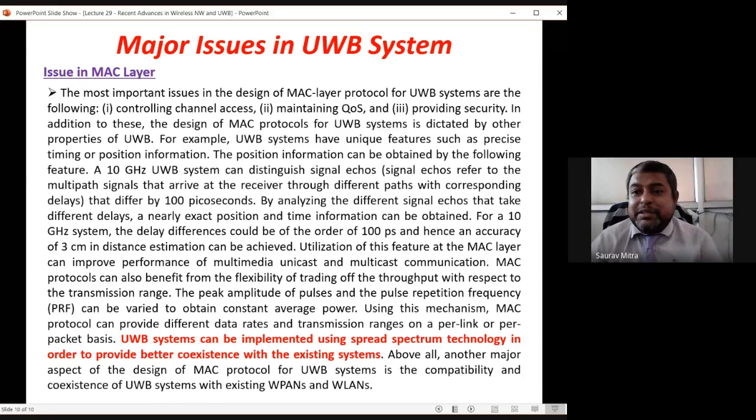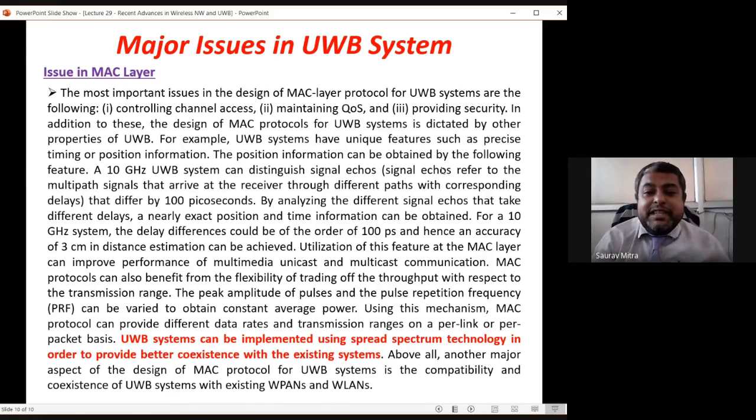Generally it should not be a problem if, through multipath, the same signal comes to the receiver at different times with some delay in between, because we can reconstruct the signal at the receiver side. But if a 10 gigahertz ultra wideband system is used, the signals might come to the receiver 100 picoseconds apart, and 100 picoseconds is quite a big time for ultra wideband. So in that case that might create some kind of problem.